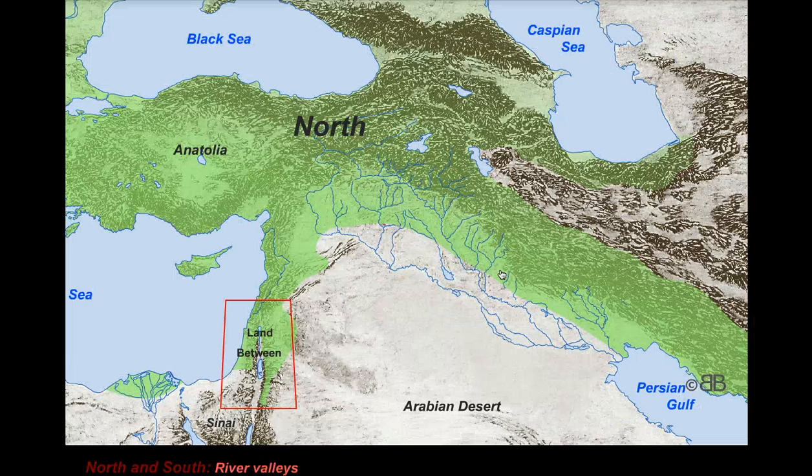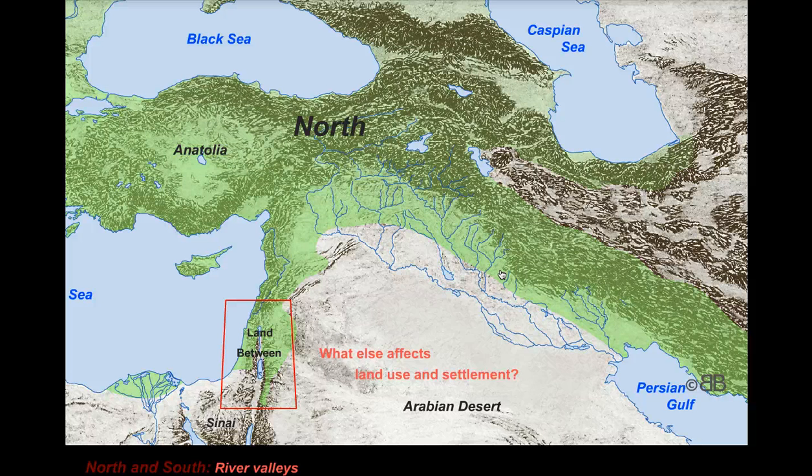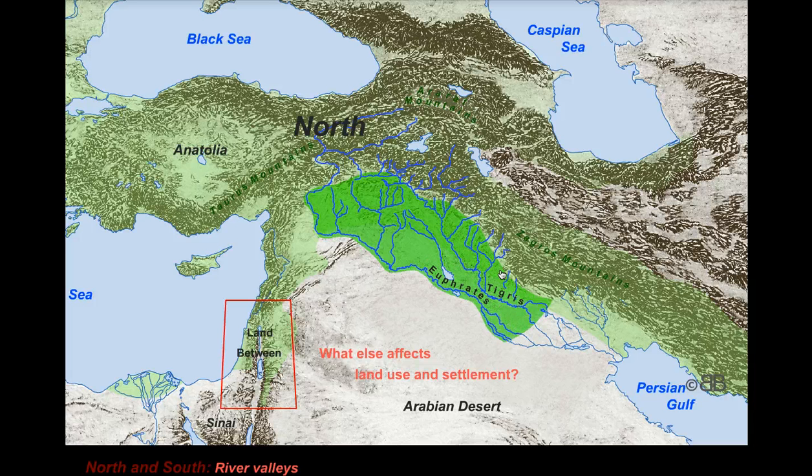In addition to the rainfall factor that we have seen, what else affects land use and settlement? Major river valleys transform both the north and the south. The Tigris and the Euphrates rivers originate in the North's mountains. They flow south, bringing both water and soil to the otherwise arid plains of Mesopotamia, and then turn southeast to the Persian Gulf.